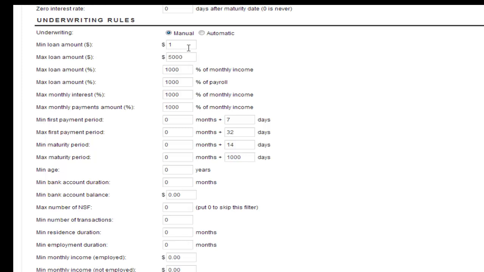Next, for the minimum loan amount, you can set the minimum amount you are willing to loan. Make sure that you place a whole number here. Sometimes people want to put in like $1.5, but that doesn't work with the system. It has to be a whole number.